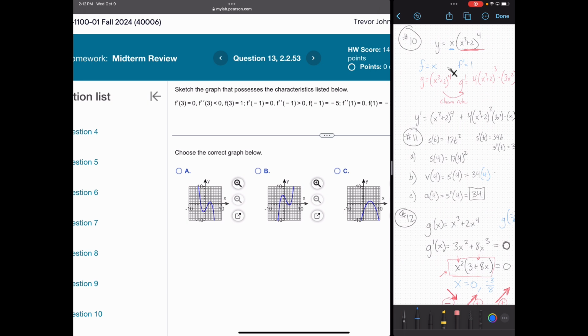Okay? Means I could possibly have a minimum or a maximum. The second derivative at 3 is negative, is less than 0. What does that tell me? The second derivative is negative. It's concave down. If second derivative is negative, concave down. So if I have a critical point and I'm concave down, what does that mean?